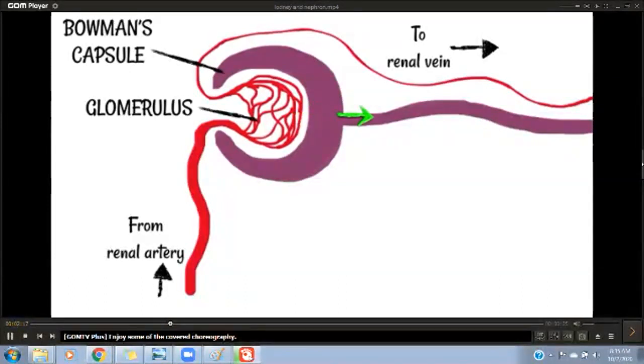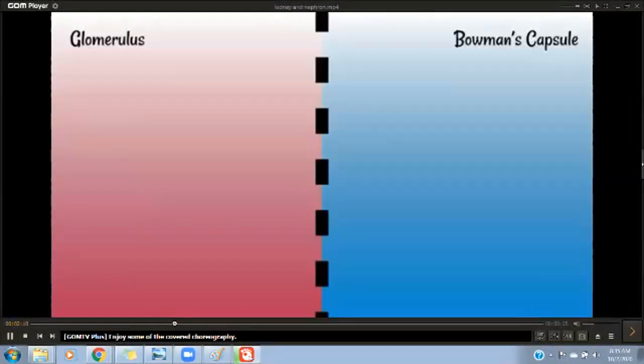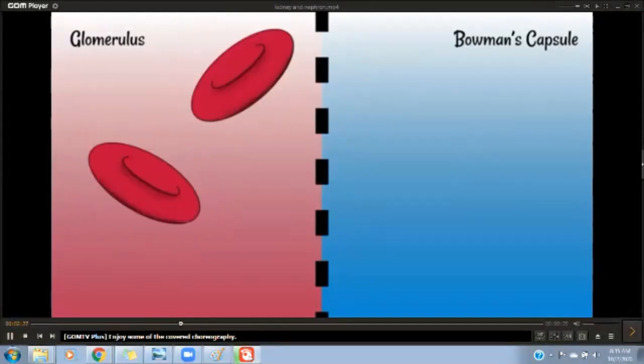But let's have a closer look at how materials move across from the glomerulus and into the Bowman's capsule. Notice that there's lots of tiny little spaces between them. These spaces are really small, meaning that red blood cells can't get through. They're too large. Similarly, other large structures like proteins are mostly too big to get through. Smaller structures, however, little molecules like urea, are small enough to get through. So urea will transfer into the Bowman's capsule.